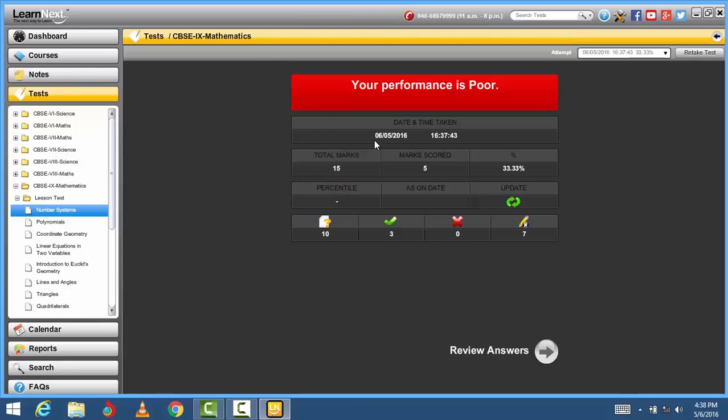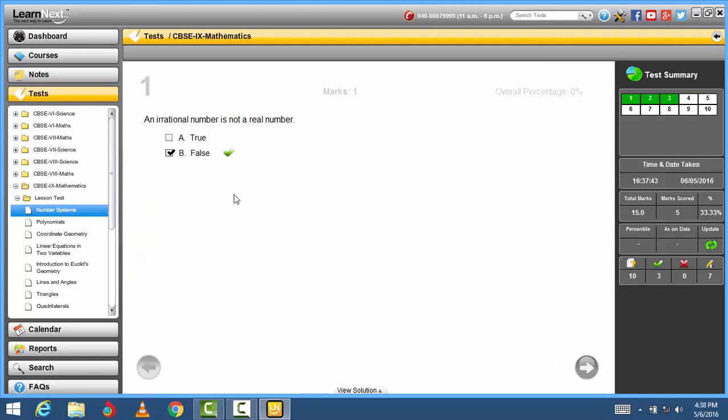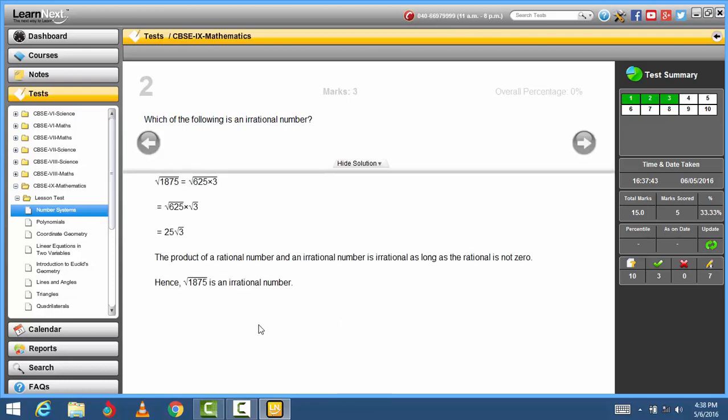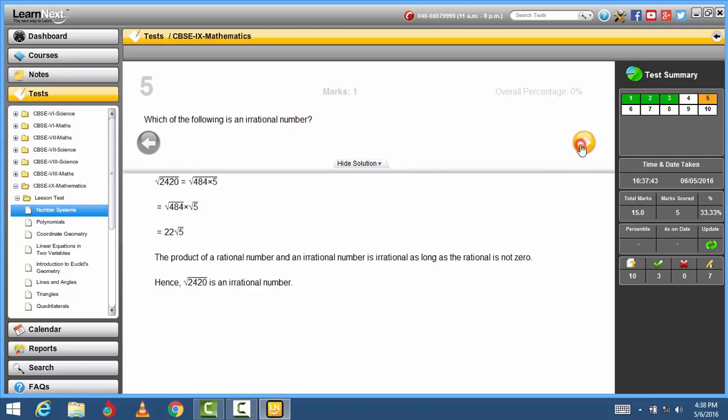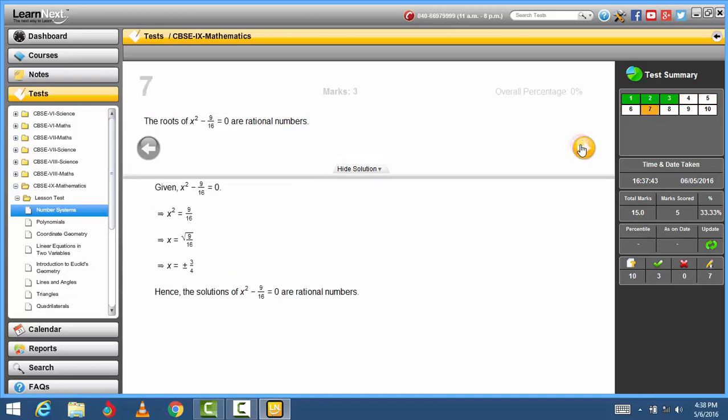Here you can see the date of the test, time of the test, total marks, scored marks, percentage. Total questions answered correctly, answered wrongly, not answered. Now you can review the answers. This is question number 1, right? Question number 2. If you want to see the solution, you can see here. Step by step solution will be there. Question number 3, 4, 5. So after completion, you can check the answer and solution of each and every question.